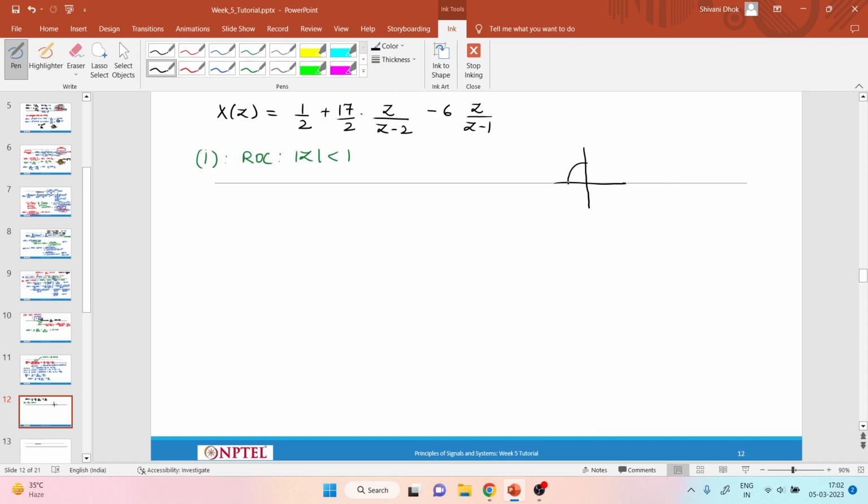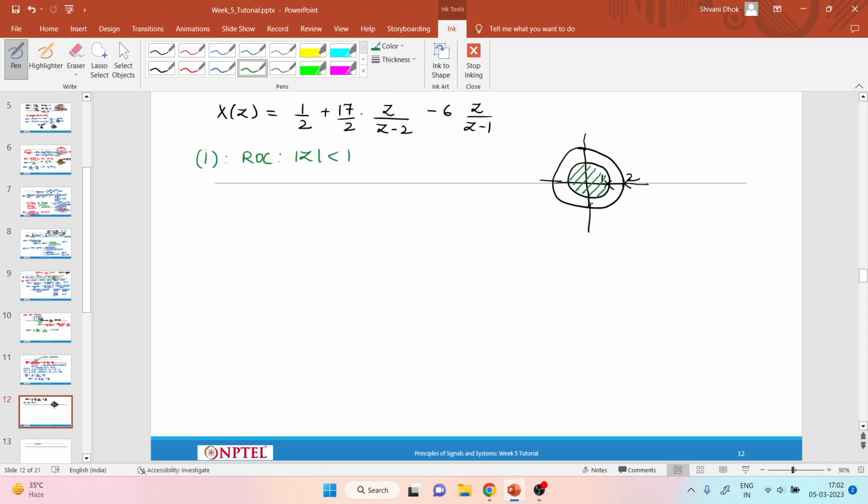So if we observe here, we have two poles. One is at 1 and one is at 2. So let's say the first circle which I had drawn corresponds to the radius of 1, and the second one is of the radius of 2. And the region of convergence that we are given is this.